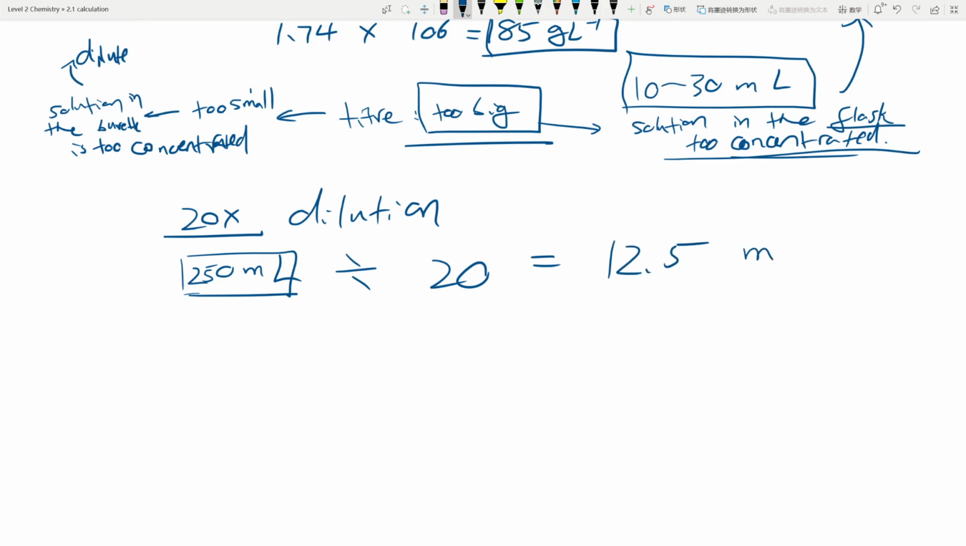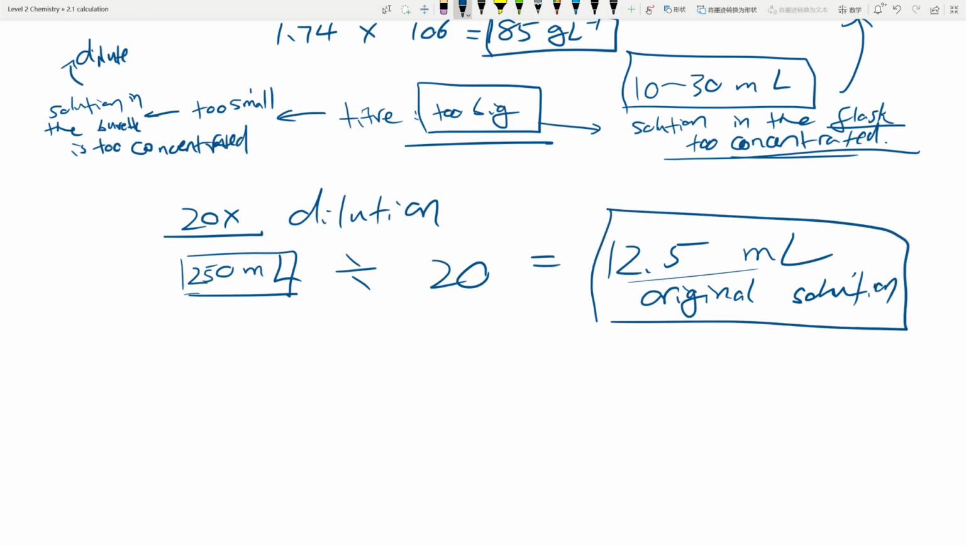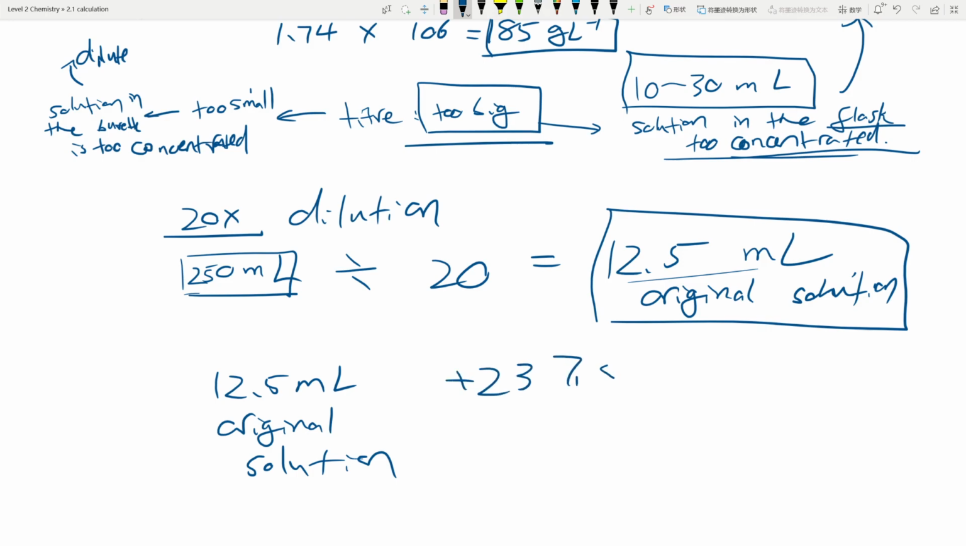So that means I need 12.5 mils of original solution. You are going to measure with a measuring cylinder 12.5 mils of the original solution that you know is too concentrated, and then add it into the 250 volumetric flask, and top it up with 237.5 mils of water, and that's going to give you your 250 mils.